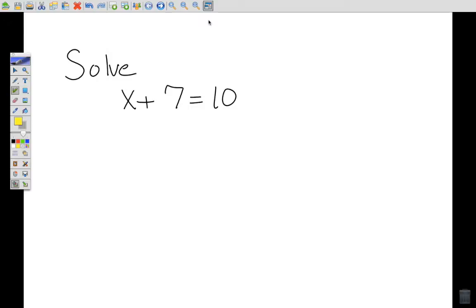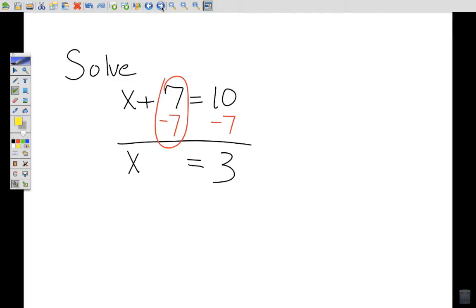Anytime you're solving an equation for x, always ask yourself, what is happening to x? In this case, 7 is being added to x, and the opposite of adding 7 is subtracting 7. So you need to show me on your paper that you're going to subtract 7 from the left side and the right side. And that gives you the final answer of 3, which we all knew was true anyway.